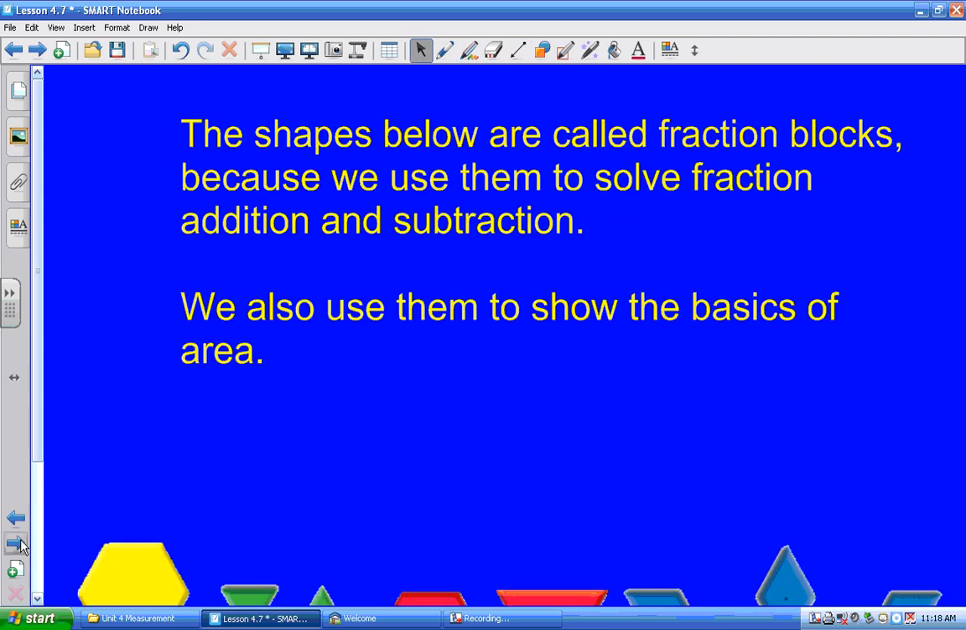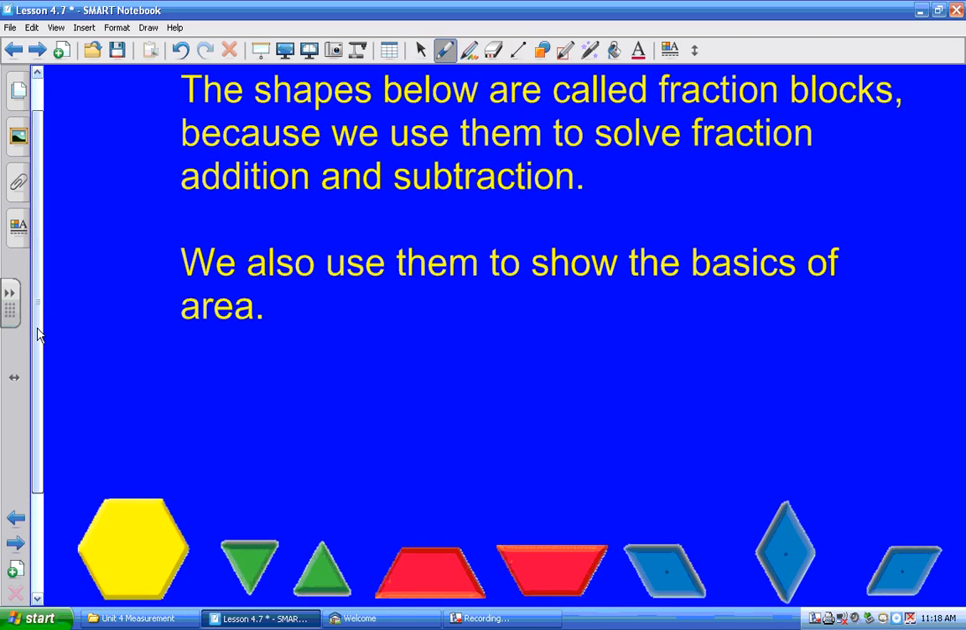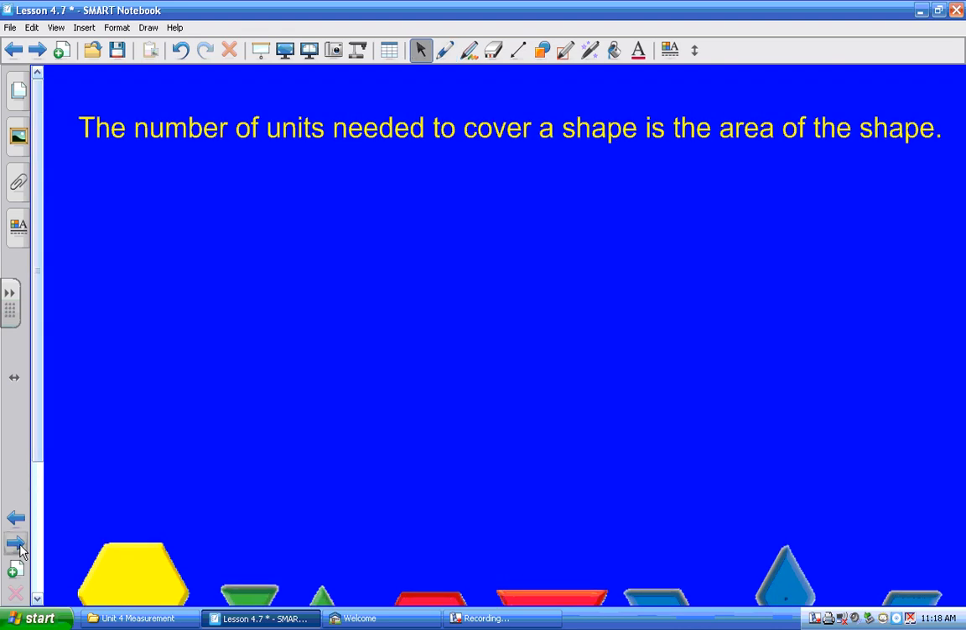Let's go on then to our next step, okay? The shapes below, you'll see them down here at the bottom, are called fraction blocks. And what we will be using them for is to show the basics of area. Now, you're going to see these later in grade 6 and grade 7 when we start adding and subtracting fractions. You may not know much about fractions right now, but you will know a little bit more after we're done.